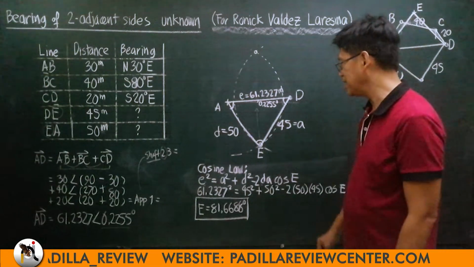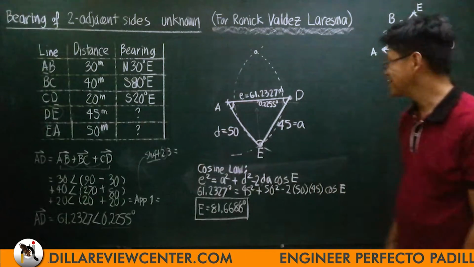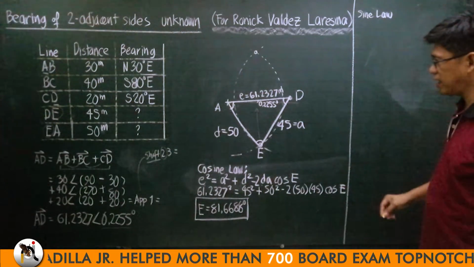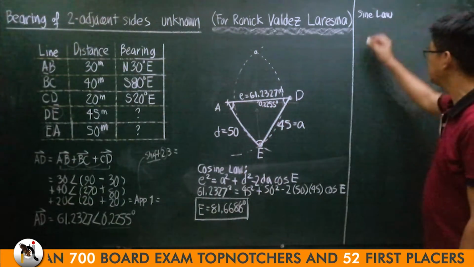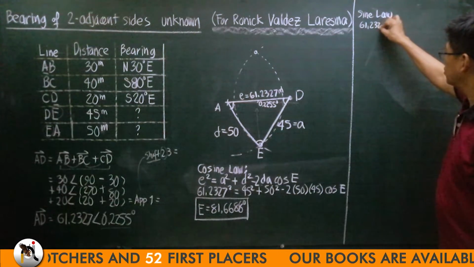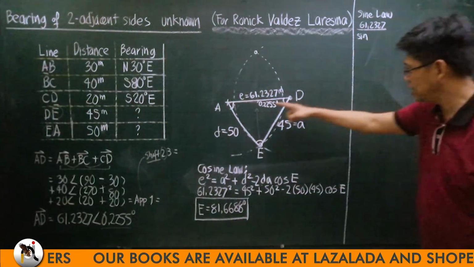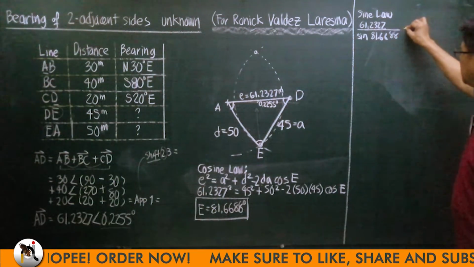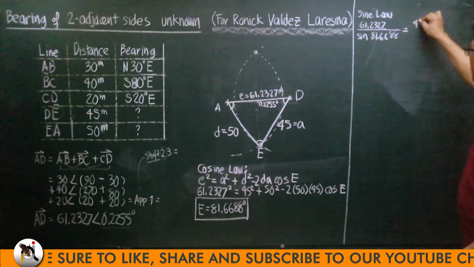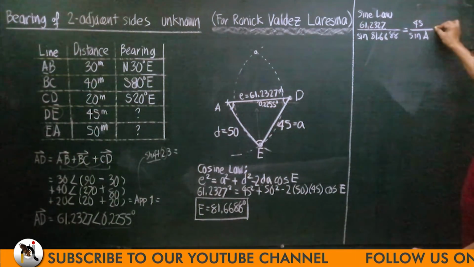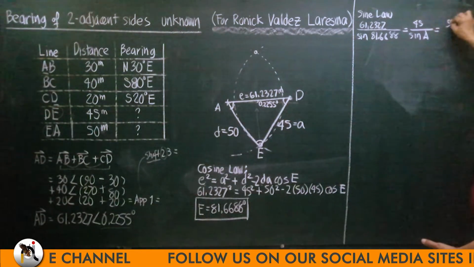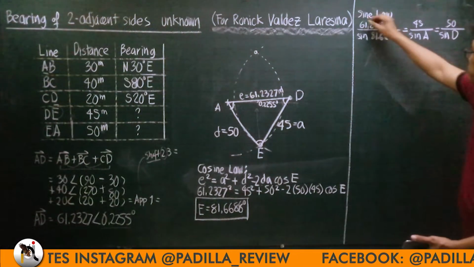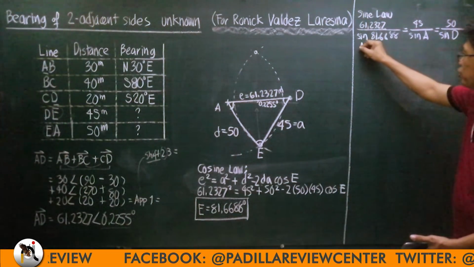Now, in solving the other angles, this and this, we can now simply use sine law. Considering sine law, we have side A and angle E known: 61.2327 over the sine of the angle opposite angle E, 81.6688 degrees, is equal to side A, 45, over the sine of angle opposite A, is equal to D, that is 50, over the sine of angle opposite this, which is angle D. So, input this in your calculator, shift solve, you'll be able to get angle A.